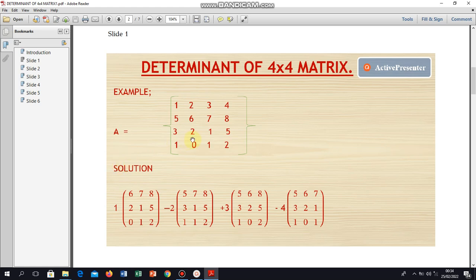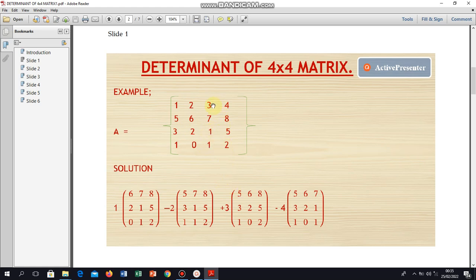What we normally do is reduce the 4 by 4 matrix into 3 by 3 matrices, as you can see here. I've picked the first element as the multiple, shielded its row and column to obtain the 3 by 3 matrix: 6, 7, 8, 2, 1, 5 and 0, 1, 2. Remember there is the negative sign and 2 as our second element. It becomes the multiple. We shield the row and the column and we have 5, 3, 1, 7, 1, 1, 8, 5, 2.